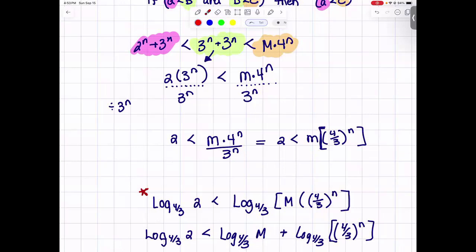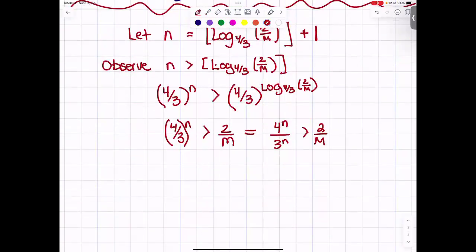So now that we've redistributed the exponent appropriately, we're just going to multiply both sides by 3 to the n, because before we divided both sides by 3 to the n. So multiply by 3 to the n. So we end up with this.